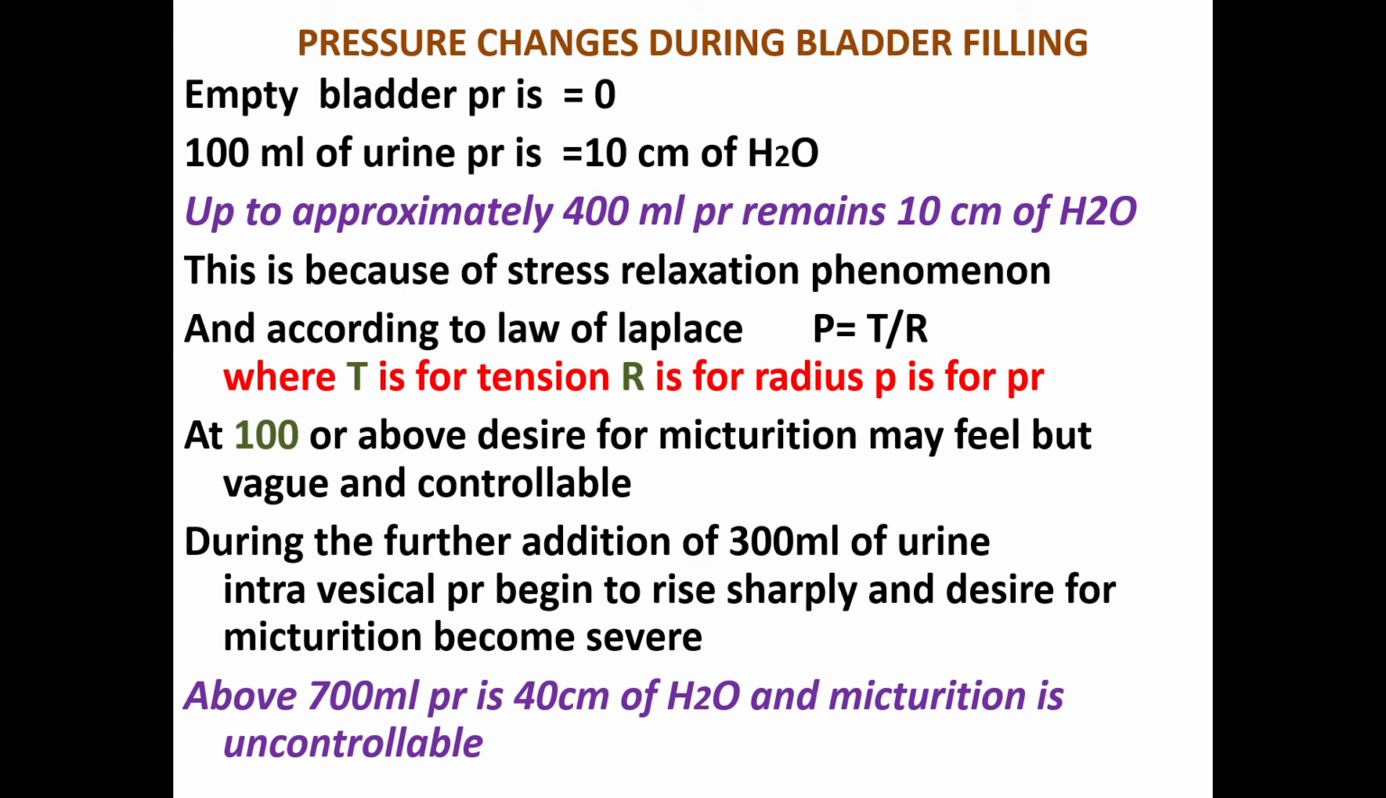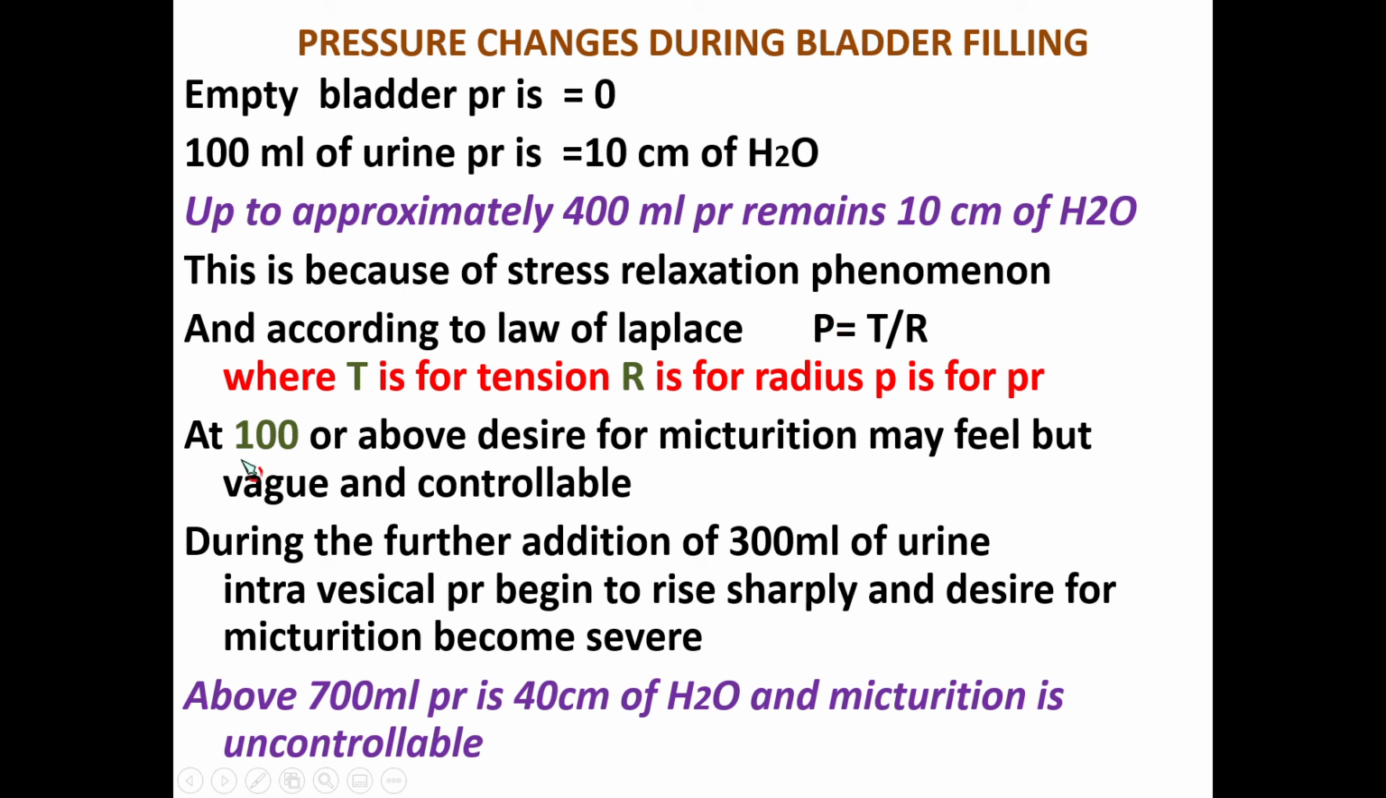Normally, if you stretch a rubber, it shows contraction. But in smooth muscles, once you stretch them, they relax themselves and can accommodate that stress. That means when the bladder fills more and more, the detrusor muscles relax under the effect of the stress relaxation phenomenon. And according to the law of Laplace, the pressure is equal to the tension divided by the radius. So this is the pressure.